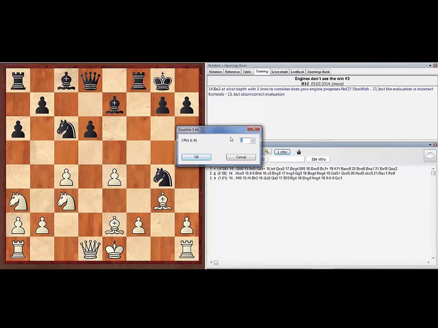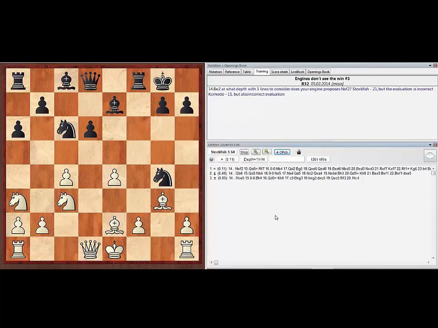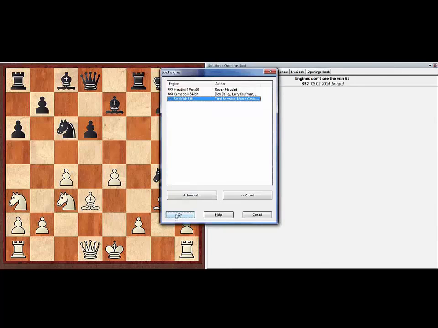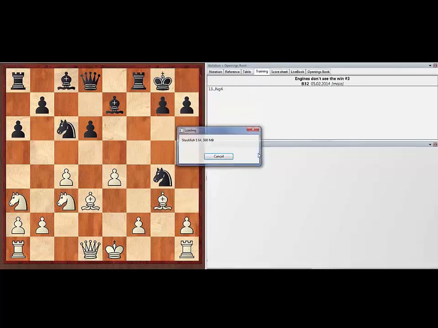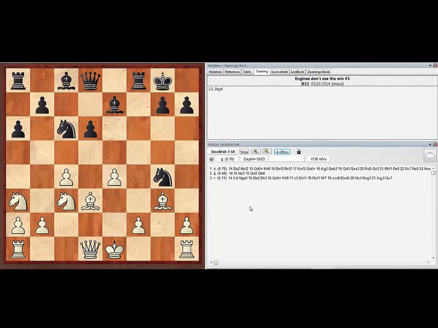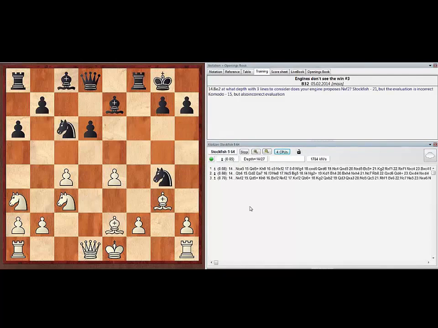Give it 4 CPUs. Sometimes it realizes that I was just looking at this variation, so I won't help Stockfish right now. I'm going to play bishop e2. So Stockfish sees knight f2, but it gives 0.00.